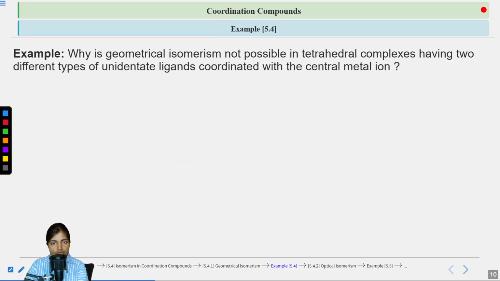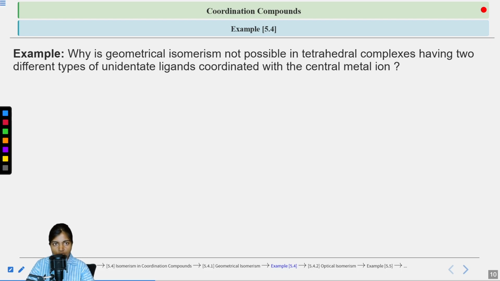Now let's do an example here. First of all, example 5.4. The question is why geometrical isomerism is not possible in the tetrahedral complexes which are having two different types of unidentate ligands coordinated with the central metal ion. So we are asking why geometrical isomerism is not possible in the tetrahedral geometry complexes which have two different types of unidentate ligand.